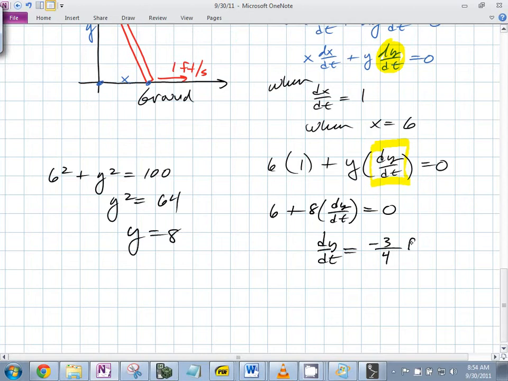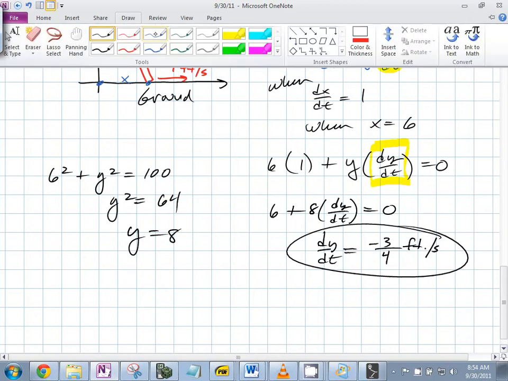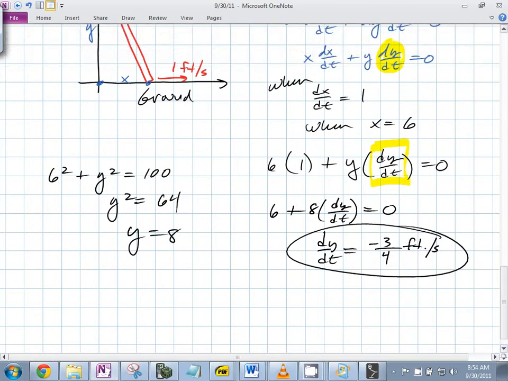Now, the last thing you should theoretically do if you have enough time on any question is check your answer. Sometimes you don't have enough time to check everything, especially on the AP test, but check reality here. Is it negative? Is that okay? Yeah, it's going down. And does negative 3/4 seem like a reasonable answer? Yeah. What kind of answer would set off alarm bells?